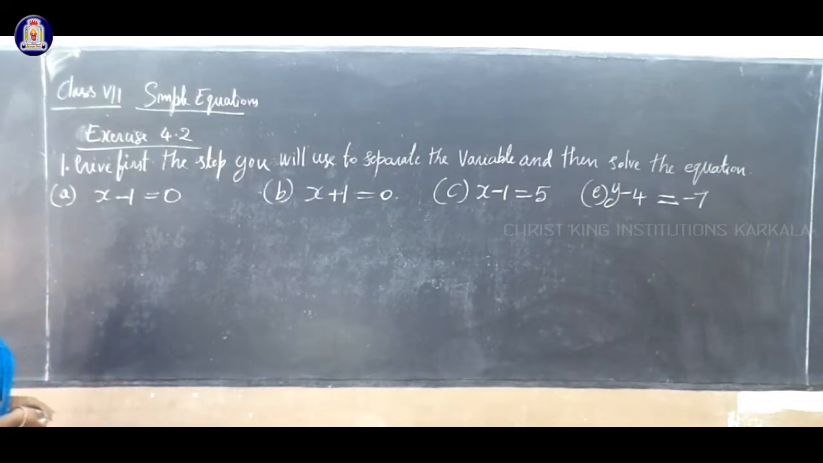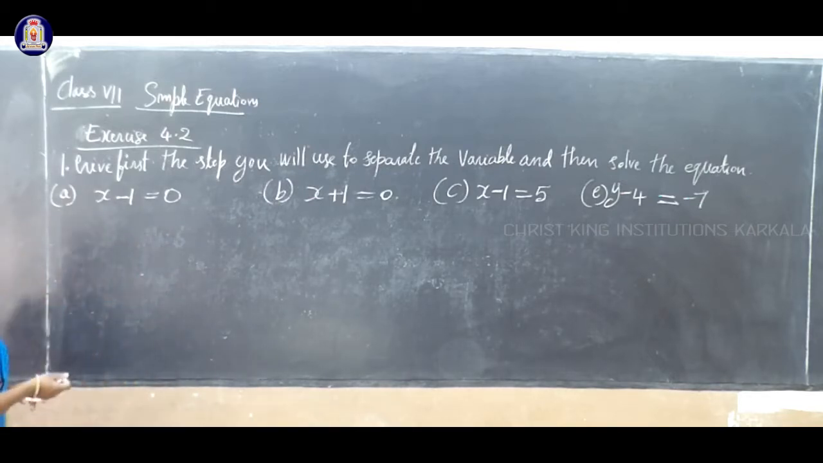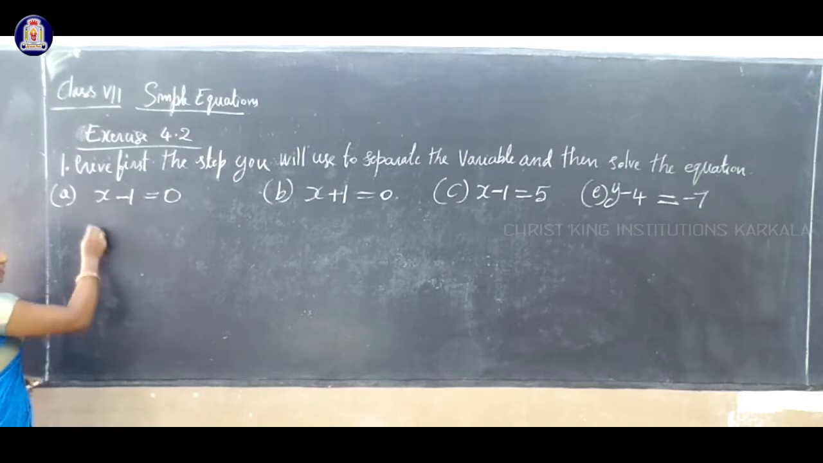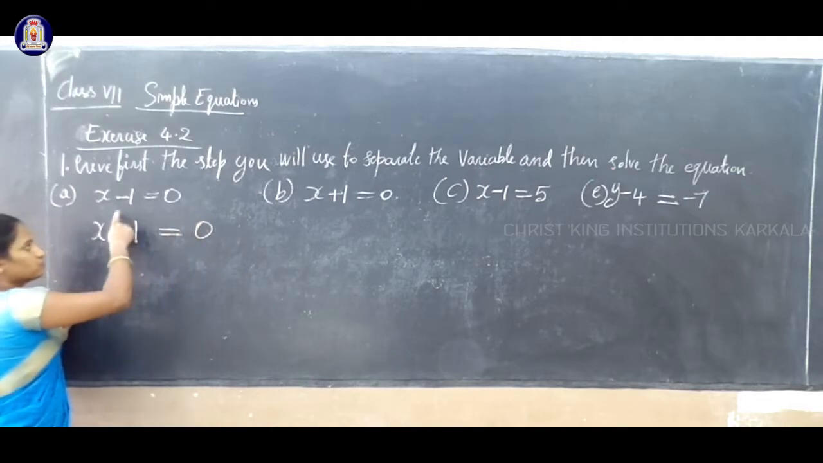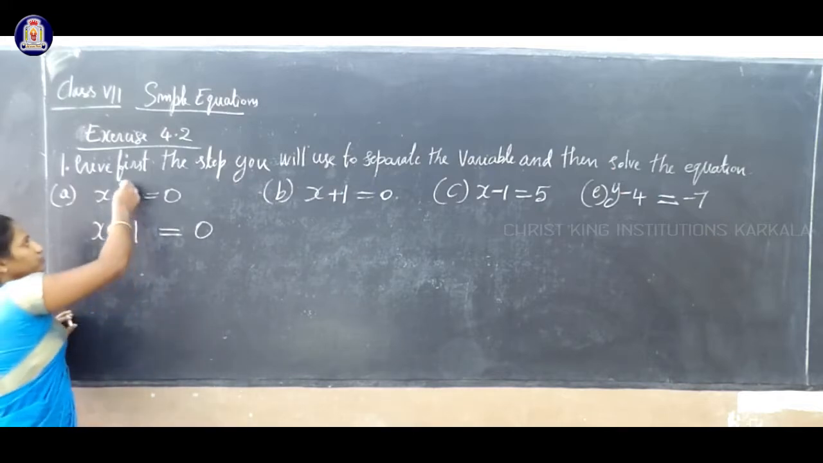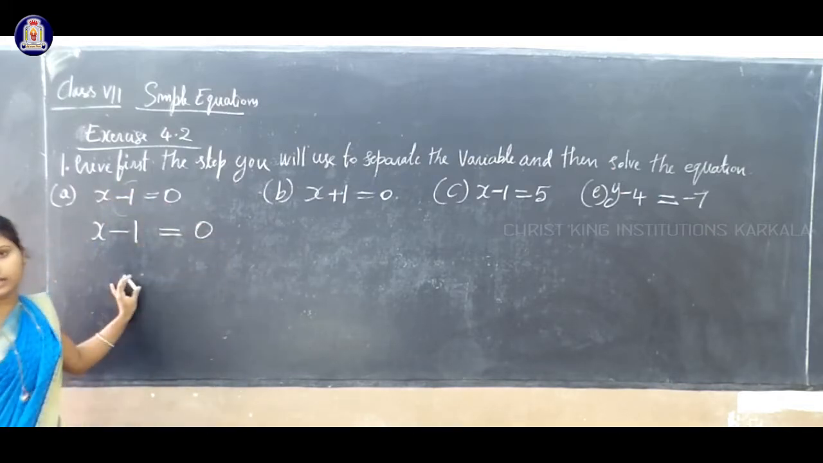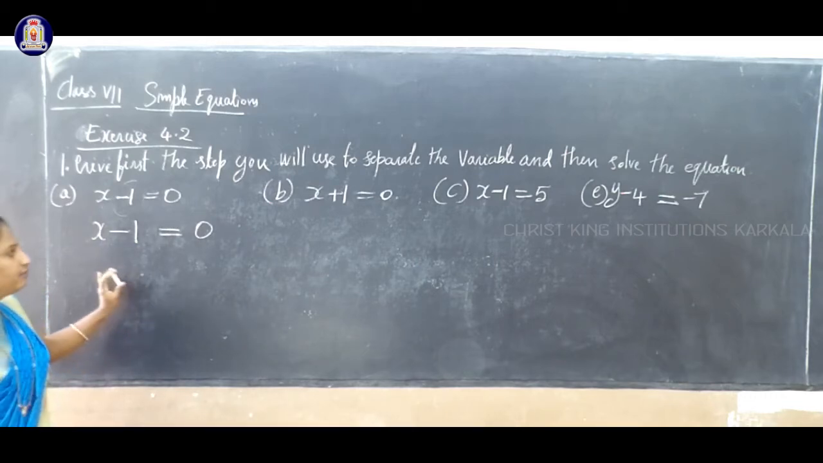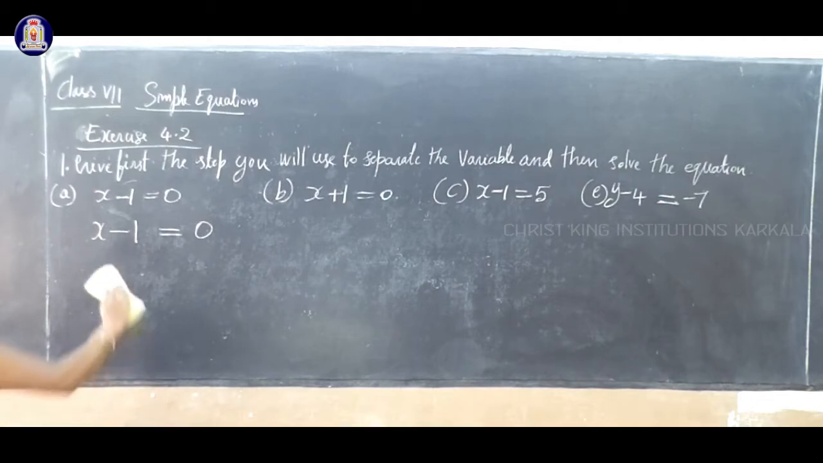First question is x minus 1 equal to 0. In this, write x minus 1 as it is. For this you have to add plus 1 to both sides. To separate the variable, you have to remove this number, so x will be on one side and the constant on the other side. So we have to add plus 1 to both sides.